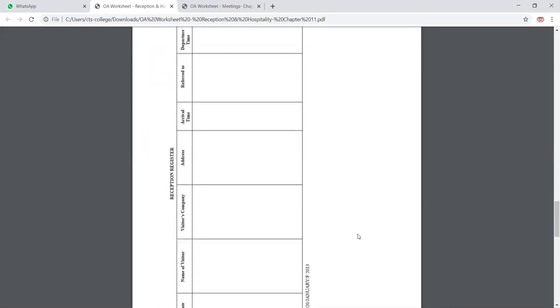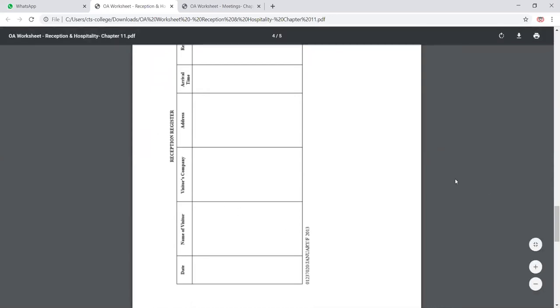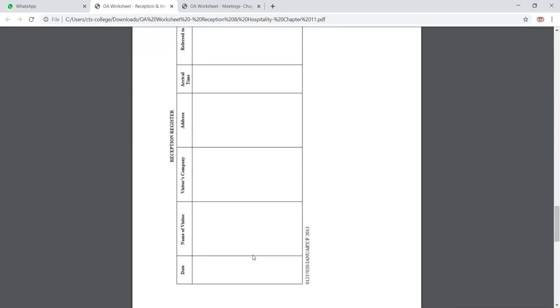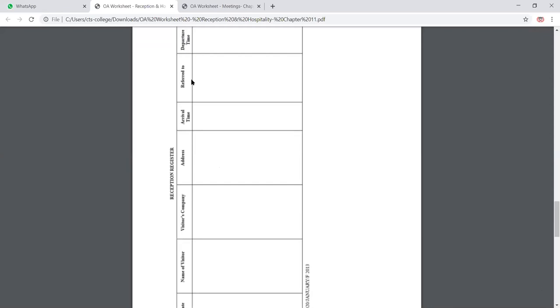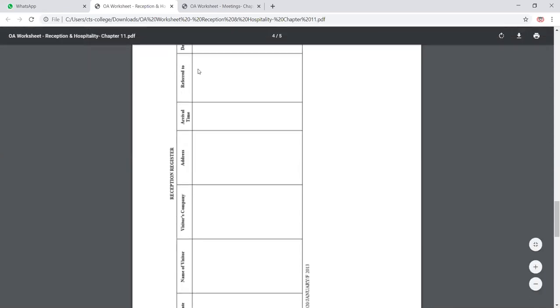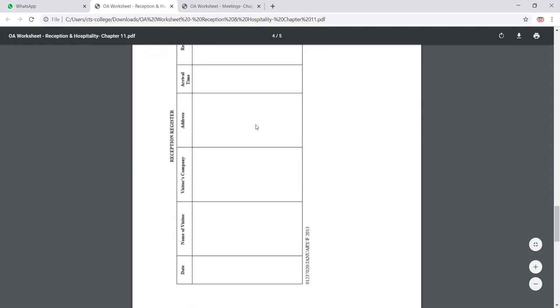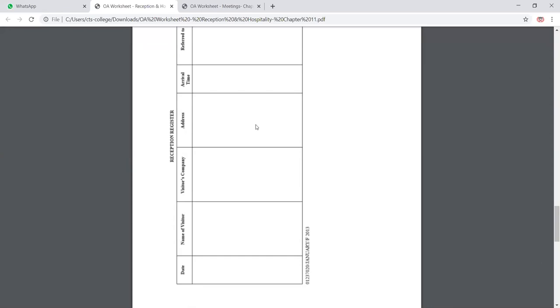All right, guys. Draw it landscape in your book as well, so you'll have enough space. Your first column is date. Your second column, name of visitor. Your third column, visitor's company address. Fourth column, port, arrival time. Fifth, referred to. And a sixth one, departure time. Please draw this quickly in your books and let's start. This is just to fill out the information. There are three entries that we have to do, and the total for this is 3 marks, so 1 mark per correct response.